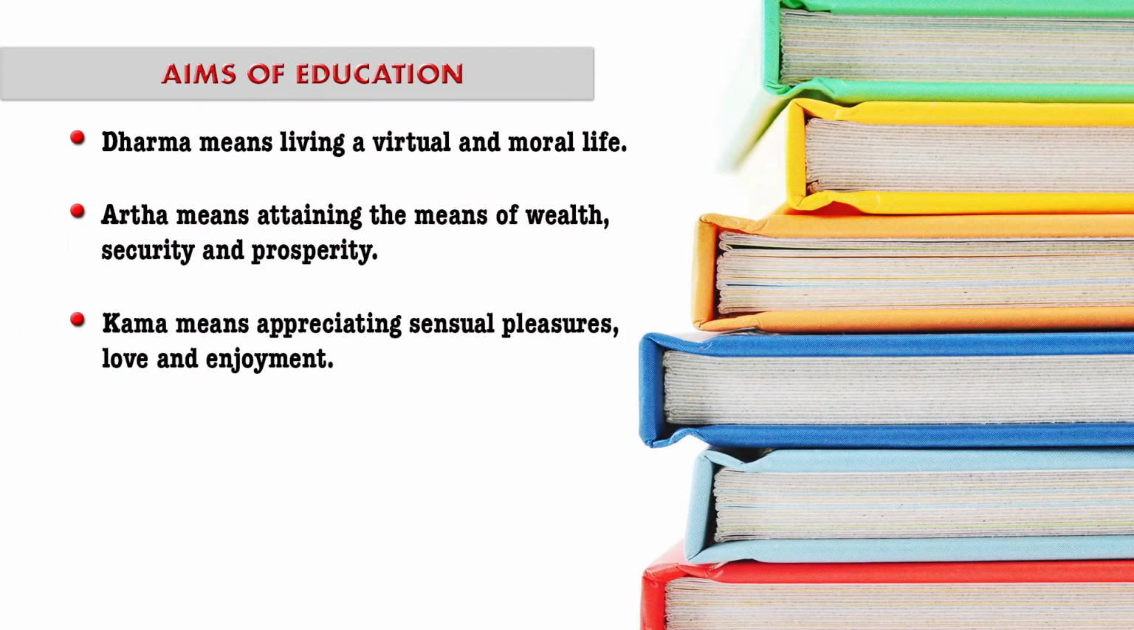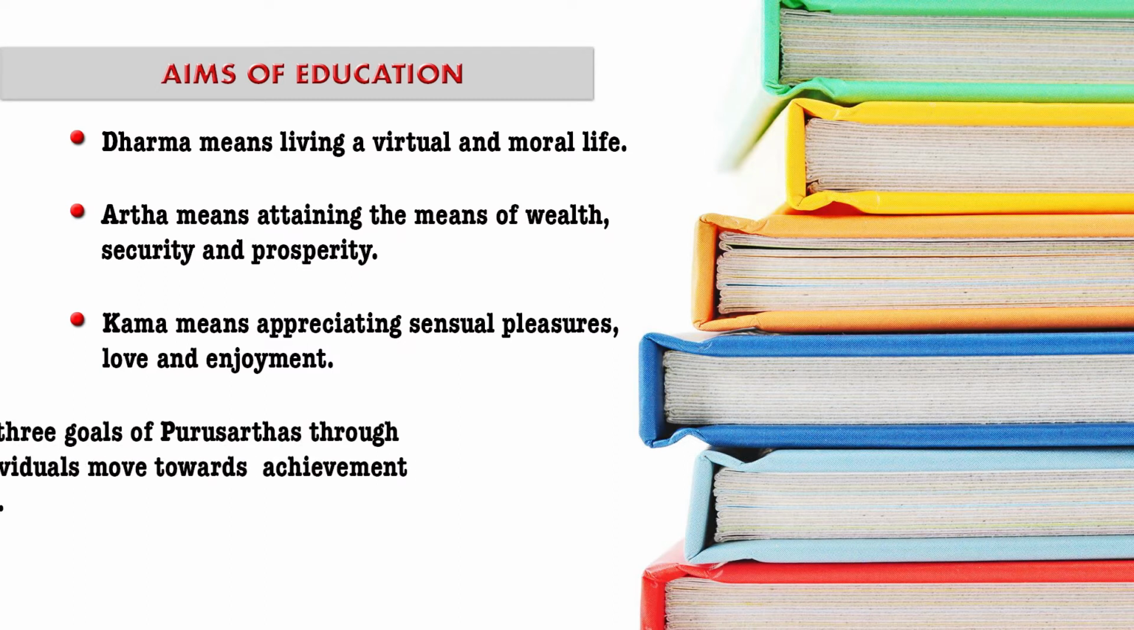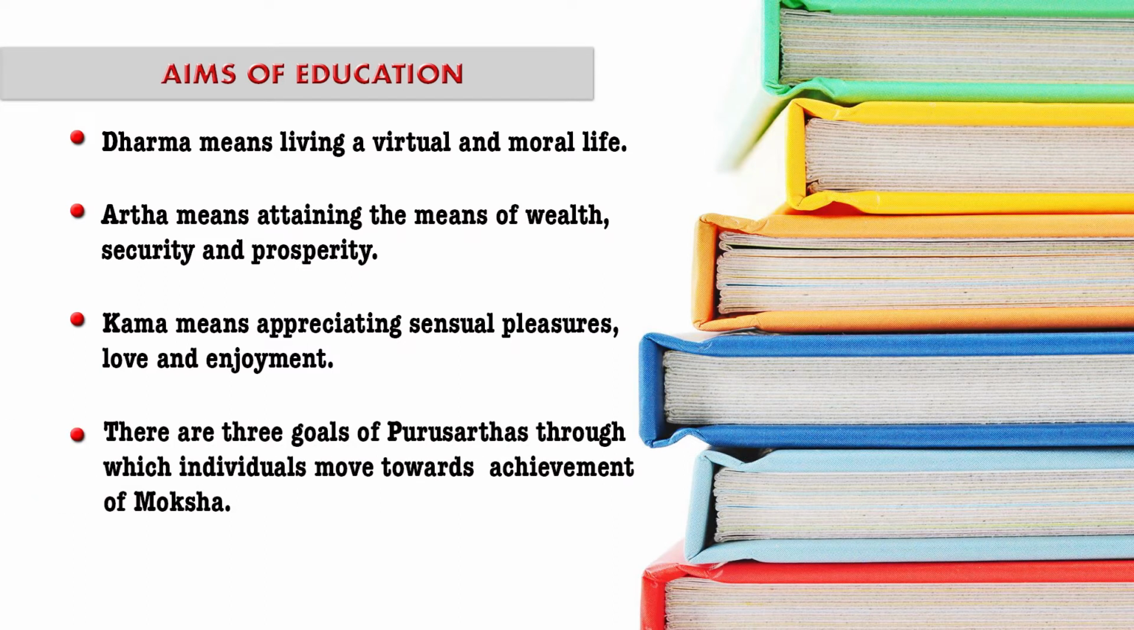Now what is dharma? Dharma means living a virtuous and a moral life. And artha means attaining the means of wealth, security, prosperity. Coming to kama, what is kama? It means appreciating the sensual pleasures, the love and enjoyment. So there were 3 goals of Purusharth through which individuals move towards achievement of moksha.